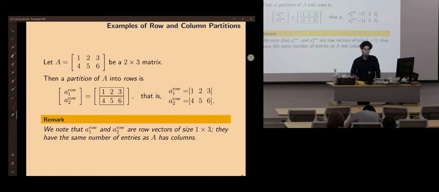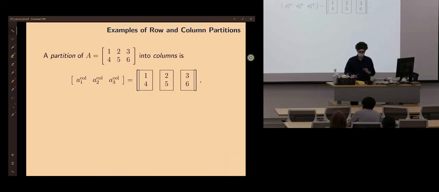So when we partition in rows, obviously a row vector has 1 row and several columns. So each vector here will be 1 by 3. 3 is the number of columns of the matrix, right? And 1 is because it's a row. It's a vector.